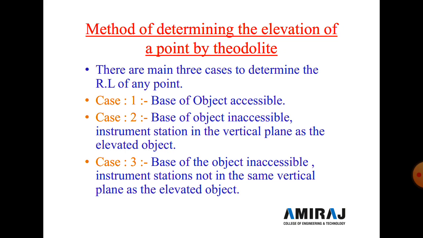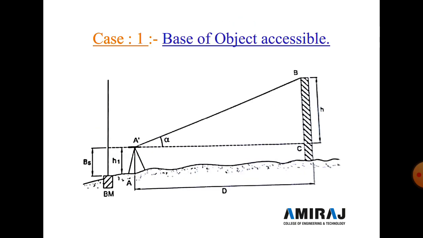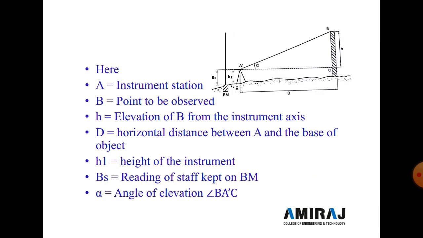Case number one: base of object accessible. Case number two: base of object inaccessible, and instrument station is in the same vertical plane as the elevated object. And case number three: base of object is inaccessible and instrument station is not in the same vertical plane as the elevated object. So case number one is the base of the object accessible.